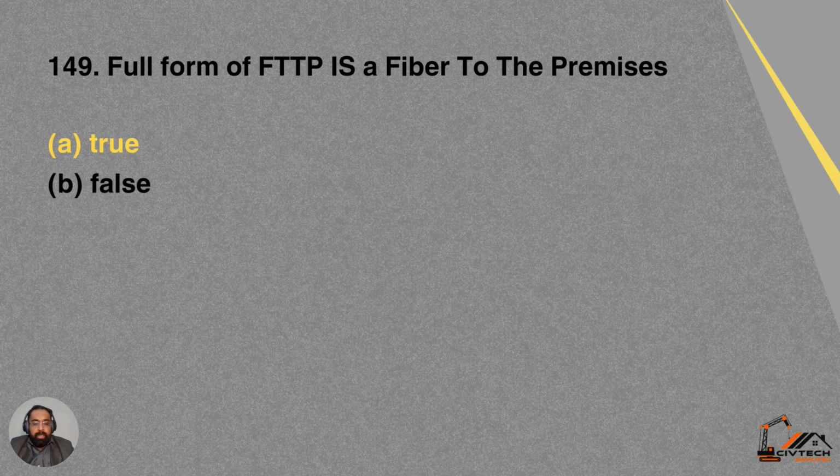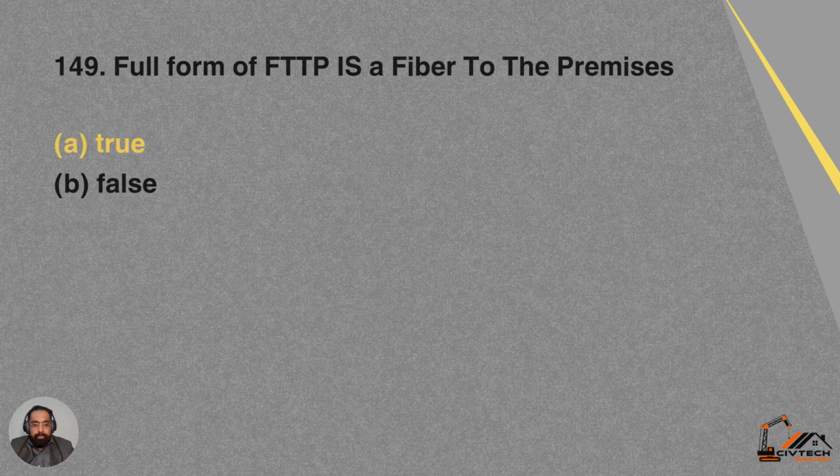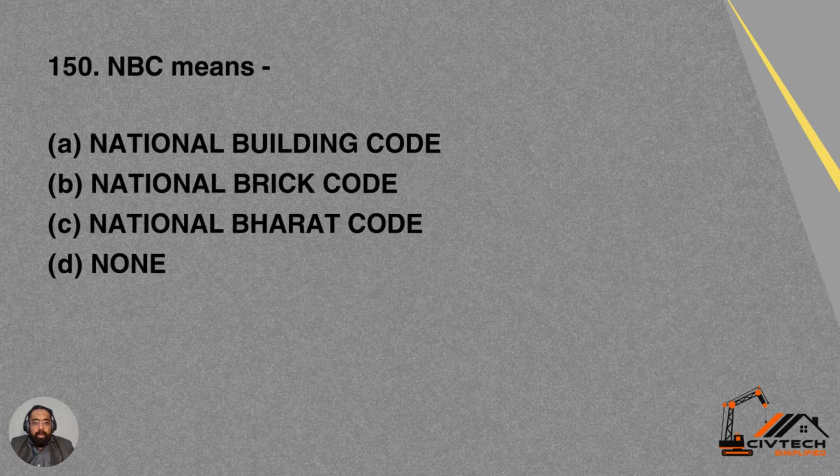149. Full form of FTTP is fiber to the premises. A is the correct answer. A is true and B is false. So FTTP is fiber to the premises. A is the correct answer.